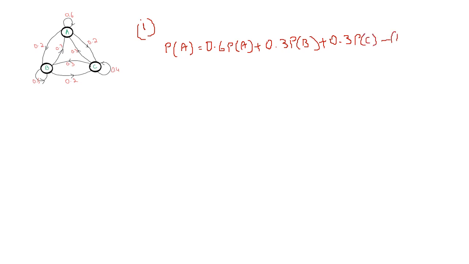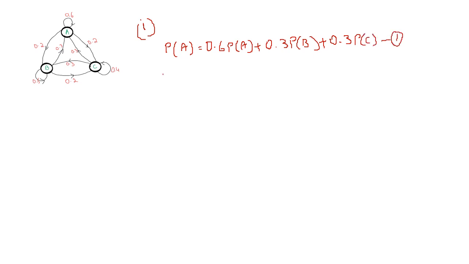Now the first part is finding the state probabilities. To find the state probabilities, we need to write the state equation. How will we write the state equation? From the graph, the first equation will be P of A equals 0.6 times P of A plus 0.3 times P of B plus 0.3 times P of C. This is equation 1.